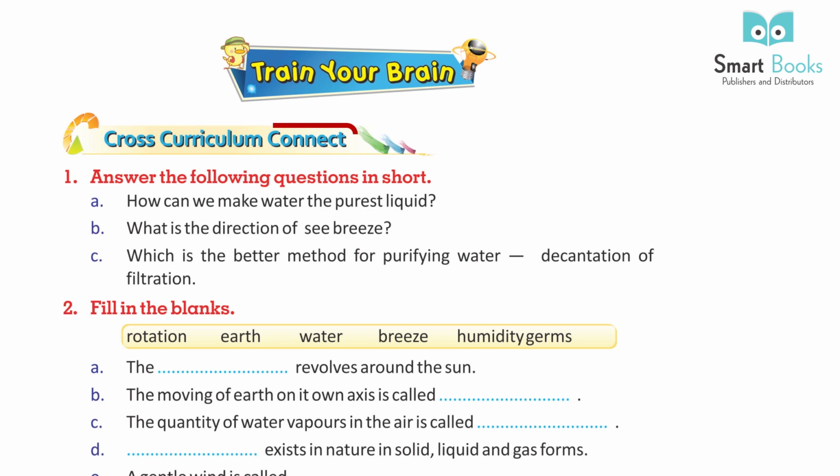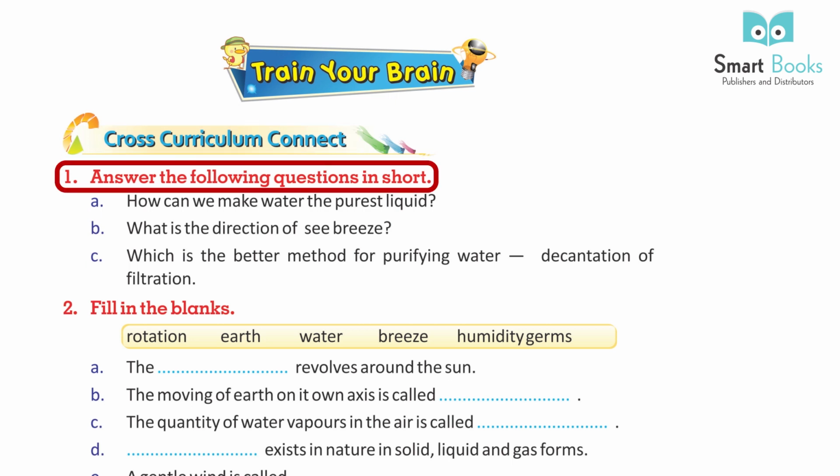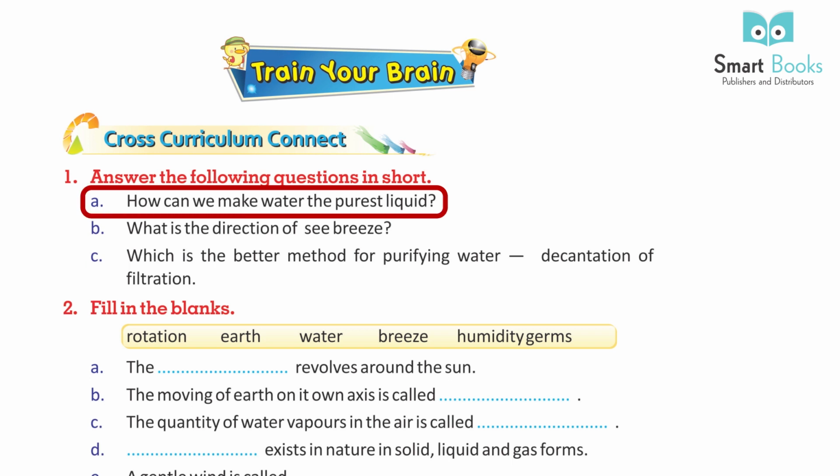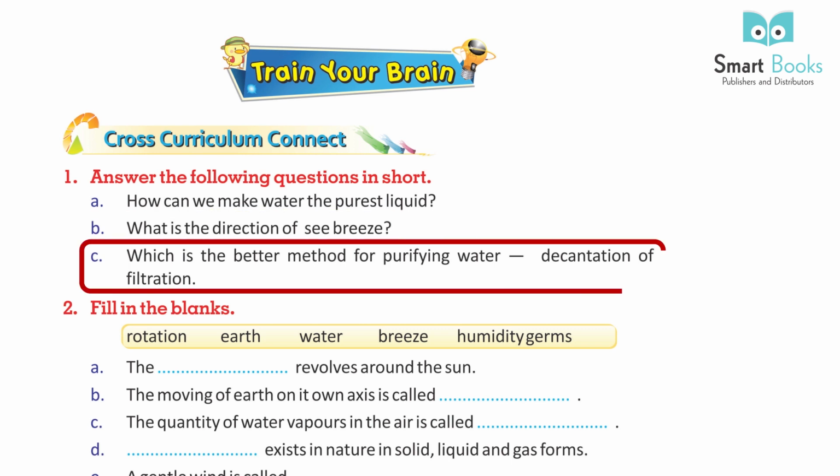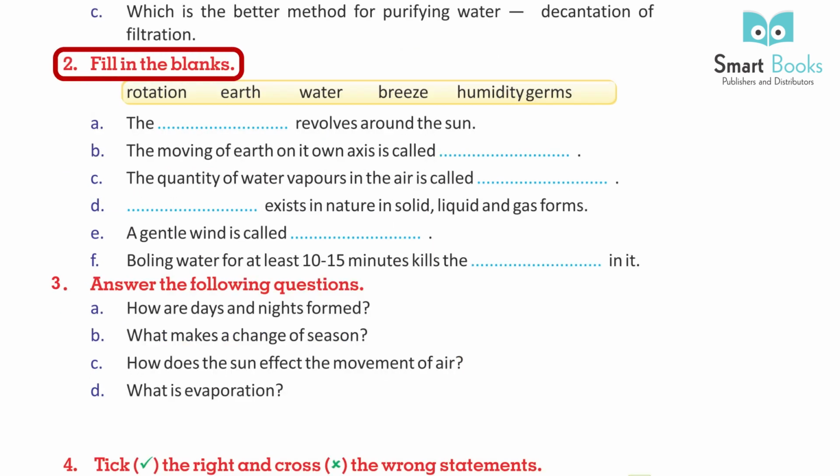Train your brain. Cross curriculum connect. 1. Answer the following questions in short. A. How can we make water the purest liquid? B. What is the direction of sea breeze? C. Which is the better method for purifying water, decantation or filtration?